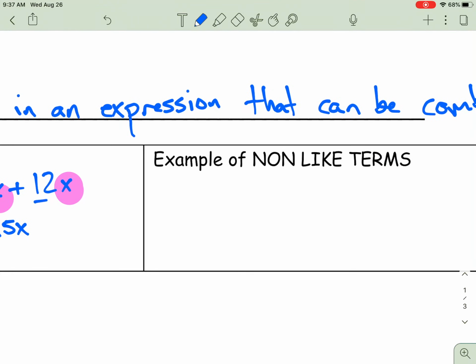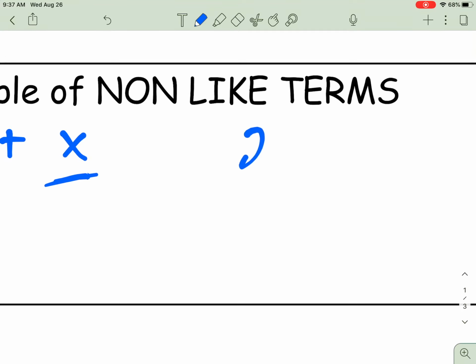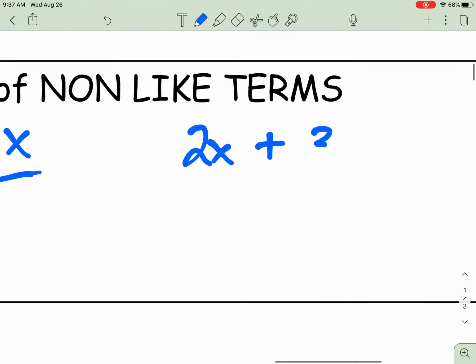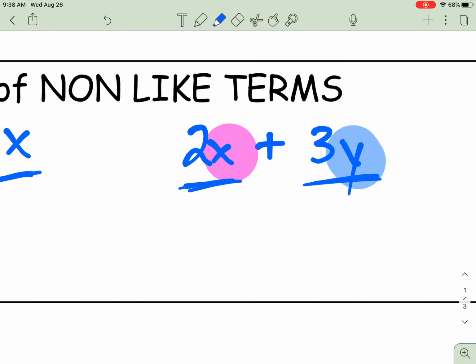Now, what are some examples of non-like terms? What is 2 plus x? They don't combine because one is a number and one is a letter, right? So you cannot combine those. How about 2x plus 3y? In this case, we have a coefficient and a variable, so they seem to be like terms, but as you can see, one has an x, one has a y. So these are not like terms.